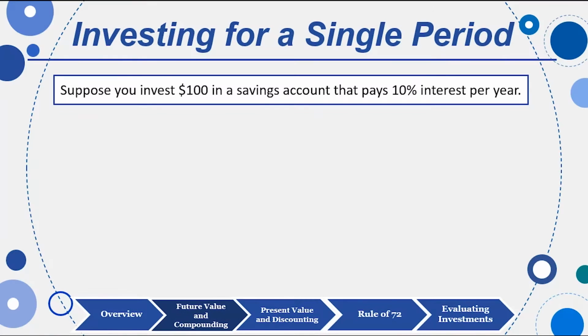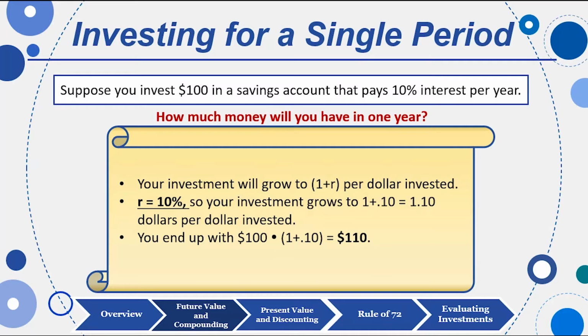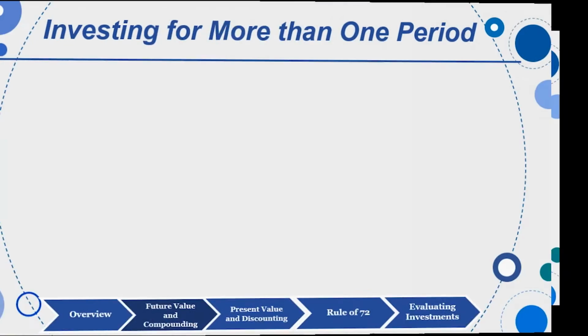You invest $100 in a savings account paying 10% interest per year. How much money will you have in 1 year? Very simple. PV is $100. R is 0.1. T is 1, and you come up with $110 at the end of 1 year.